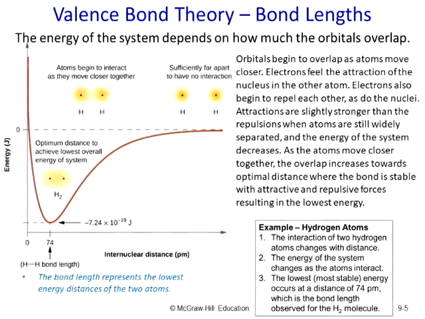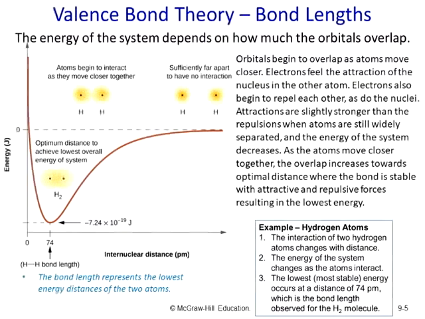Orbitals begin to overlap as atoms move closer. Electrons feel the attraction of the nucleus in the other atom. Electrons also begin to repel each other. They're both negative, as do the nuclei.